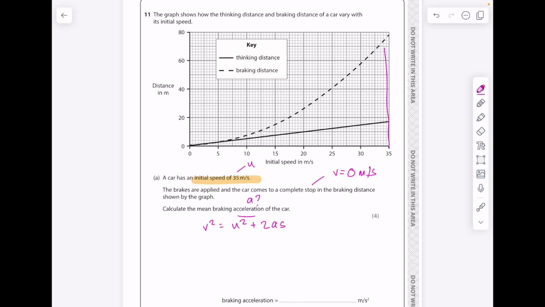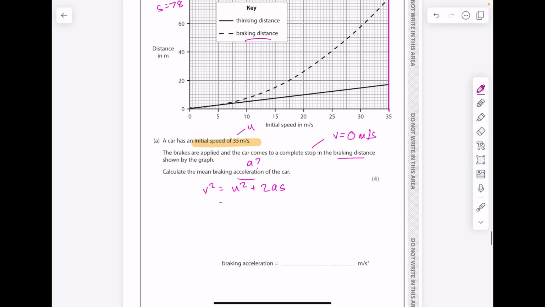So I'm going to go up at 35 meters per second. I know that I need to look at the braking distance line because I've been told there. Read that really carefully across. 78 is your distance. This is why this question is worth 4 marks. So substitute in v as being 0. u we know is 35. We're after the acceleration and we know the distance is 78.